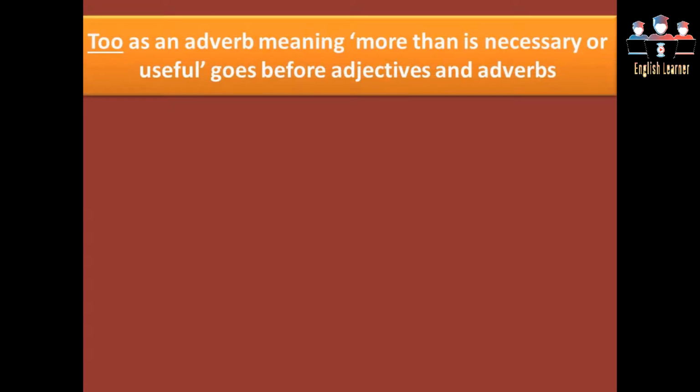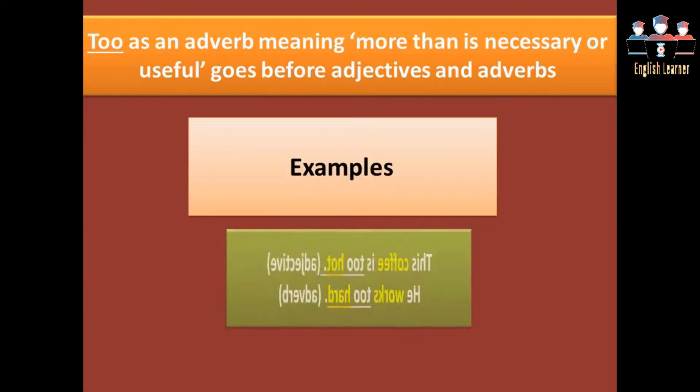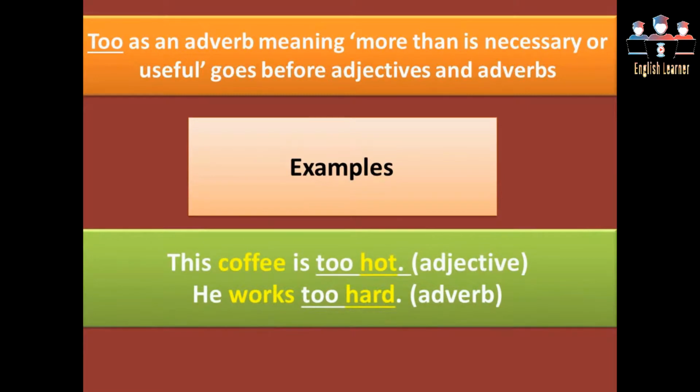Next is "too" as an adverb, meaning more than is necessary or useful. It goes before adjectives and adverbs. Let's see their examples. This coffee is too hot. In this example, too is used just before hot, whereas hot is an adjective and it is directly linked with a noun, which is coffee in this example. Example number 2. Now in this example, too is used as an adverb.